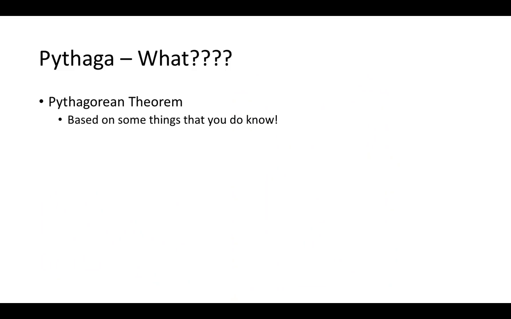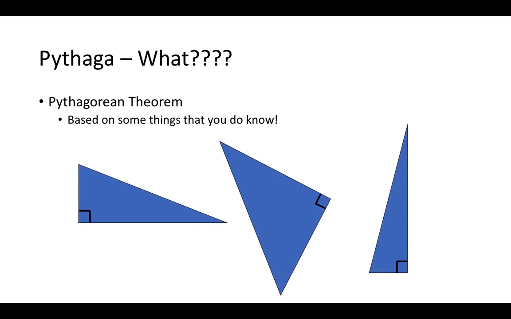Alright, so Pythagorean theorem is based on some things that you know. It was by a guy named Pythagoras from the 6th century, so really, really long time. He's one of the very first mathematicians, and he used math to kind of understand the world around him. Okay, so it's all based on right triangles. If you know two sides of a right triangle, you are able to find a third.